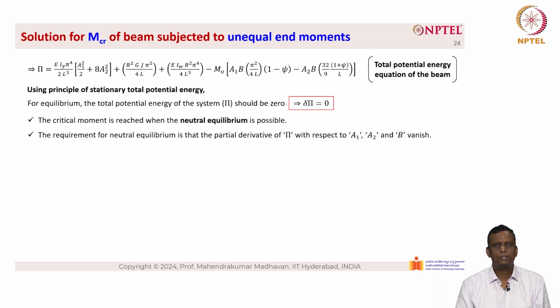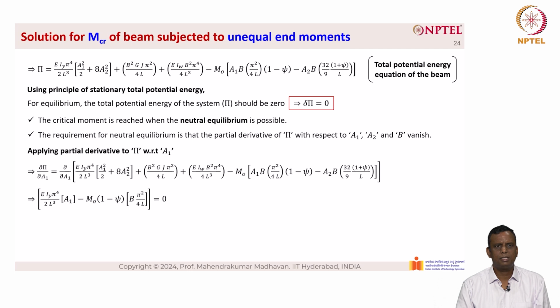Here in this equation, we have three constants: one is a1, another is a2 and another is b. So when we partially differentiate with respect to a1, we get one equation. When we partially differentiate with respect to a2, we have another equation. And when we partially differentiate with b, we have the third equation. So applying partial derivative to pi with respect to a1, we get this equation here.